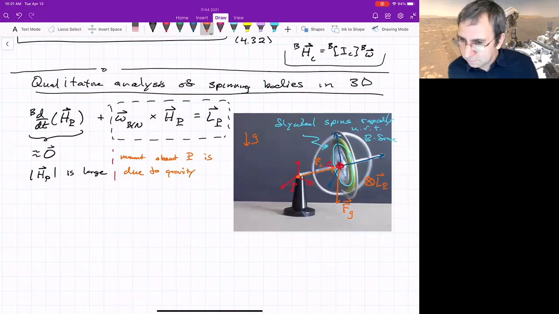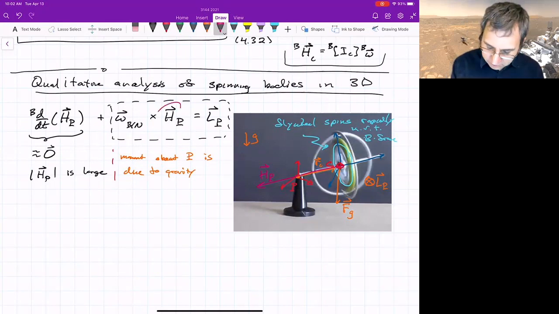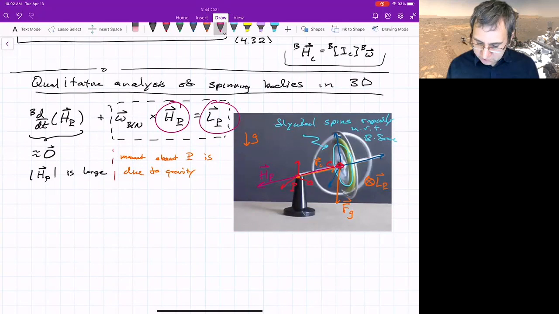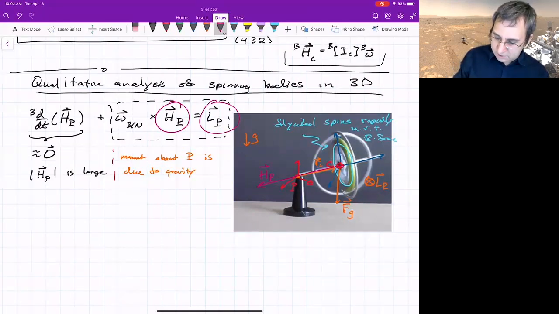We have to know which way the angular momentum is going. The angular momentum is actually going this way. It's hard to see from the video. So if it's spinning very rapidly, going that way, then what direction will the frame go? So if we know H_P, that direction, and we know L, then we have to figure out what omega needs to be for omega cross H to equal L.